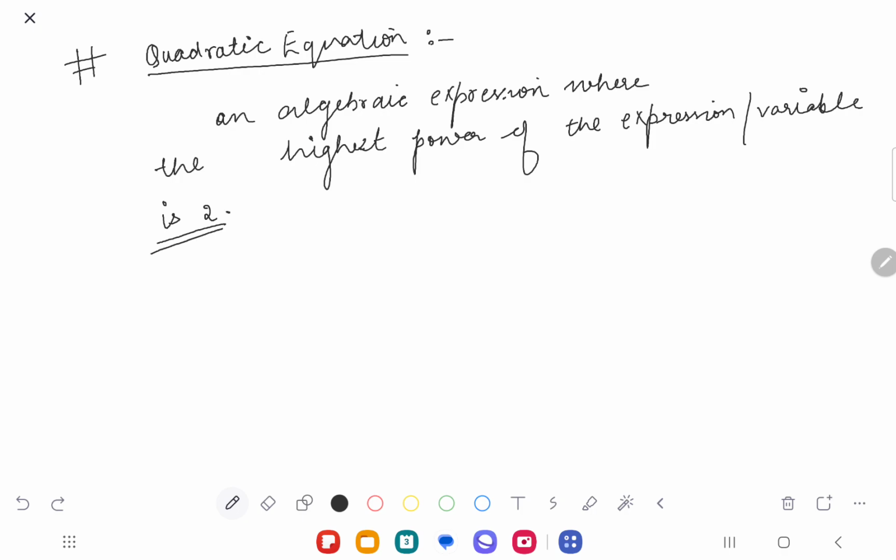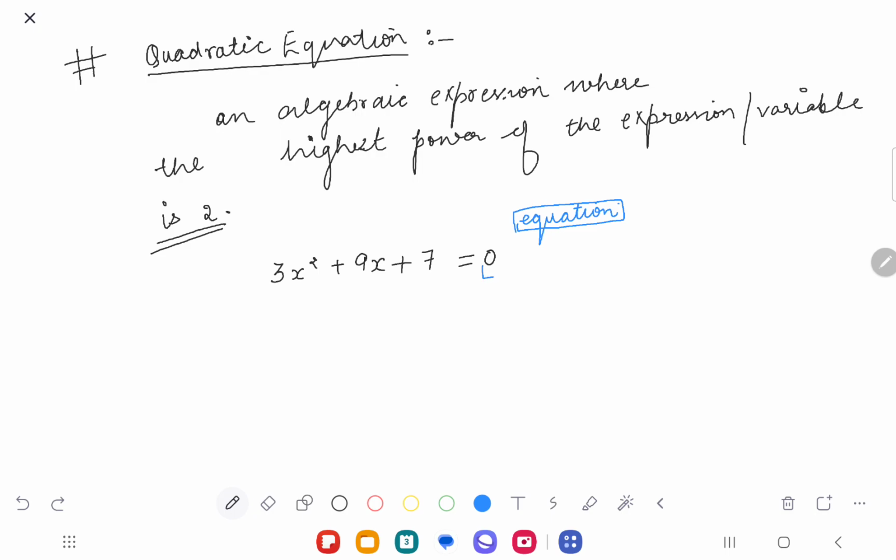So, how does it work? Just see. Say it is 3x square plus 9x plus 7 equals to 0. When I say equals to, any expression which has an equal to sign, you understand that it is an equation. Do you understand my point?